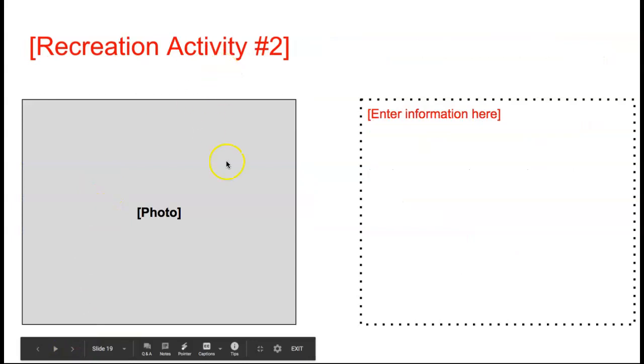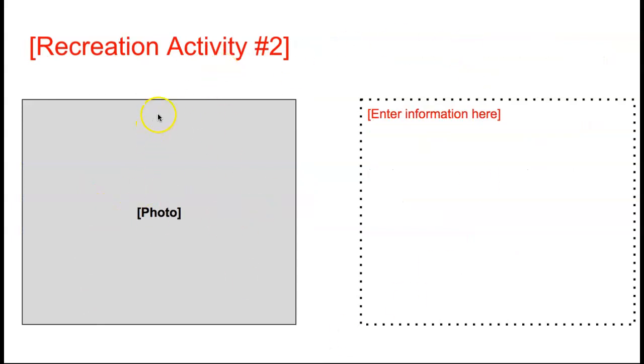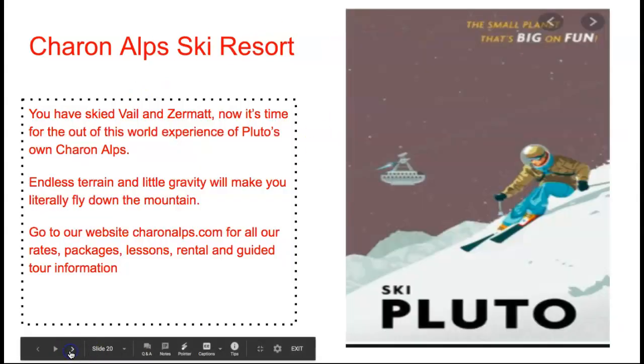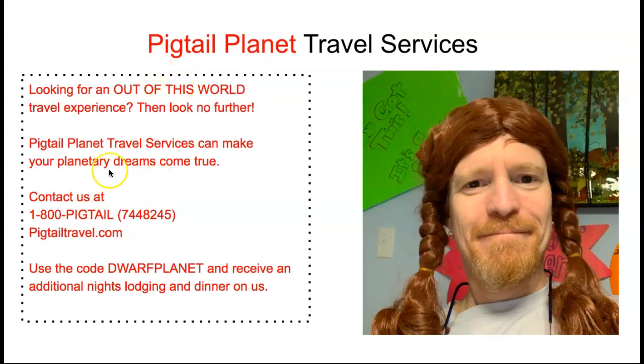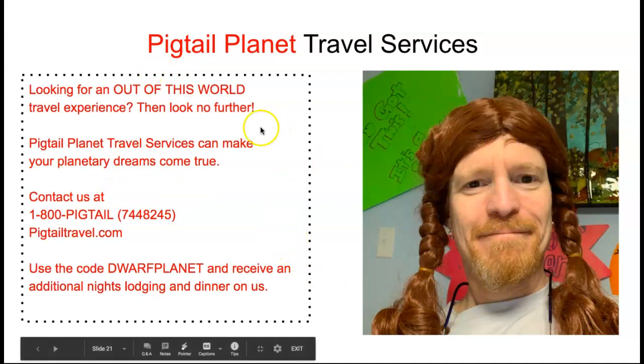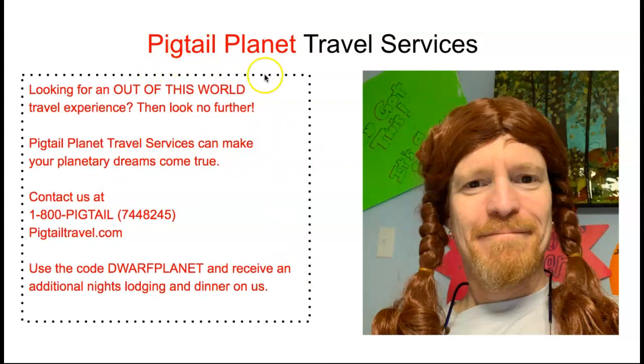And your next one, a second one, this is what you would also need to do in order to get potentially a 7 or an 8. And I made a ski trip. I found this picture, make-believe skiing on Pluto, and I made up some stuff that you would have about going there. And then I made this up just for fun. This is the travel service that would be using this travel brochure that designed it, called Pigtail Planet Travel Services.